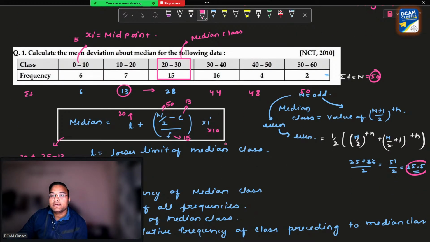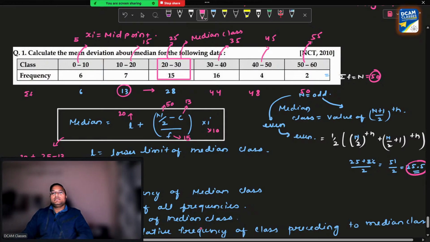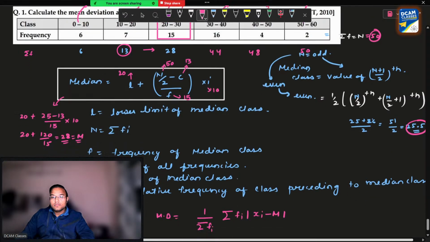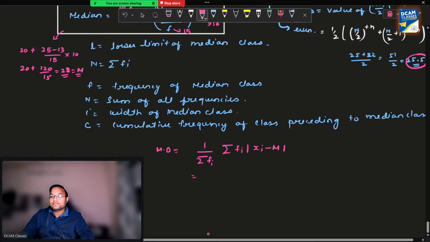Like here, what will be the value of xi? It will be 5, that is 0 plus 10 by 2. For this, 10 plus 20 by 2, 15. 20 plus 30 by 2, it is 25. Then 35, 45, and 110 by 2, 55. These values will be taken as the midpoint xi. These are the xi values. Now you just put them in the formula.